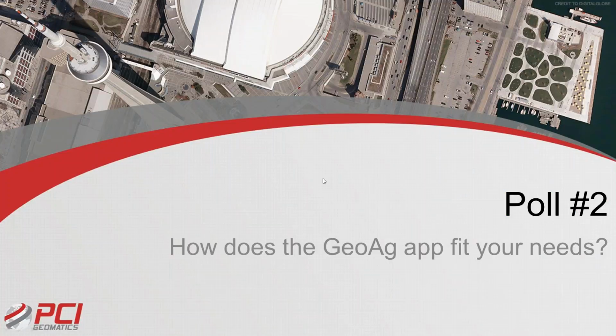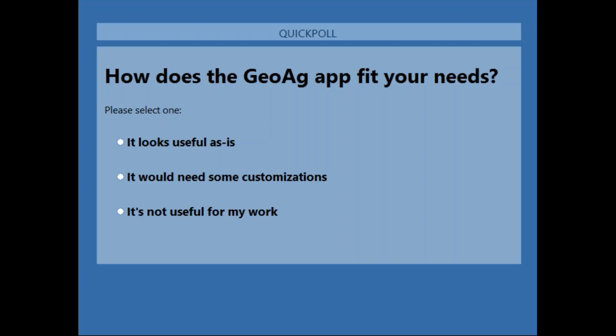Before we proceed with the end of the presentation, I've got another poll for everyone. After having seen the presentation on the GeoAg processor, just curious about how well it fits your needs. Is it something that looks useful exactly the way it is? Would it need some sort of customization, perhaps different algorithms, or another industry altogether? Or is it not something that you would see yourself using or requiring in your work? So we've got about 30% of the votes in so far. I'll leave this question open for another few seconds.